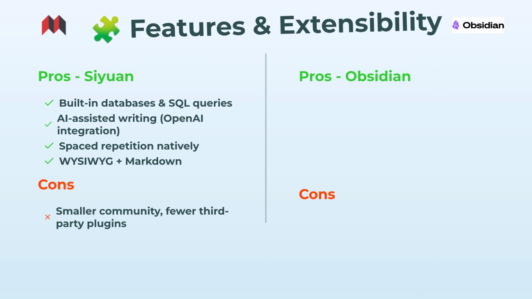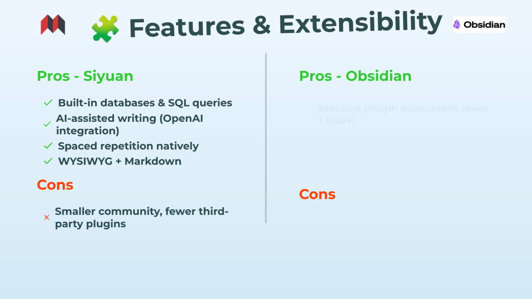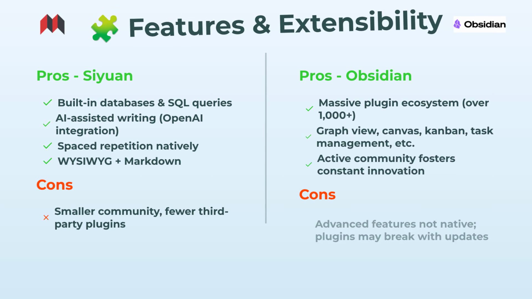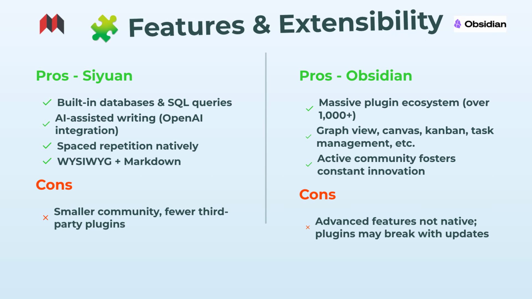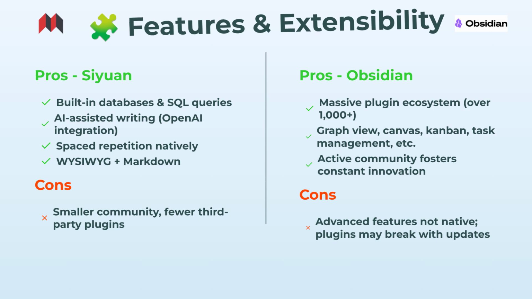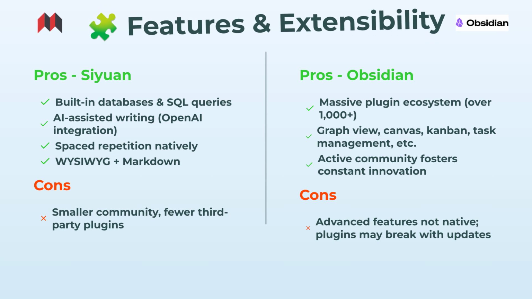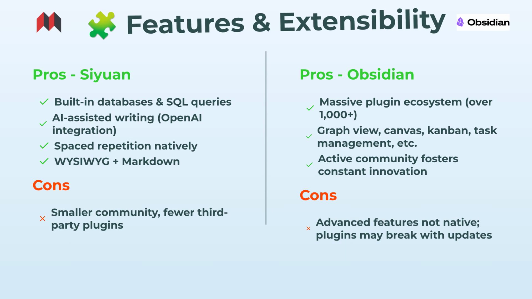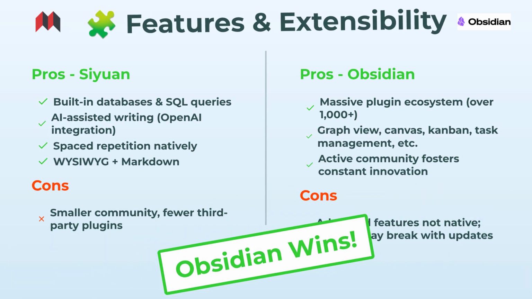Now Obsidian, if you want features, this is where it shines. The plugin ecosystem is absolutely bonkers, over 1,000 options out there. You get graph view, Kanban, Canvas, task management, all sorts of wild stuff. The drawback: some of those killer features aren't native. If a plugin breaks after an update, you might end up scrambling. But honestly, the community is so active, there's always something new. Obsidian wins big for features, no question.